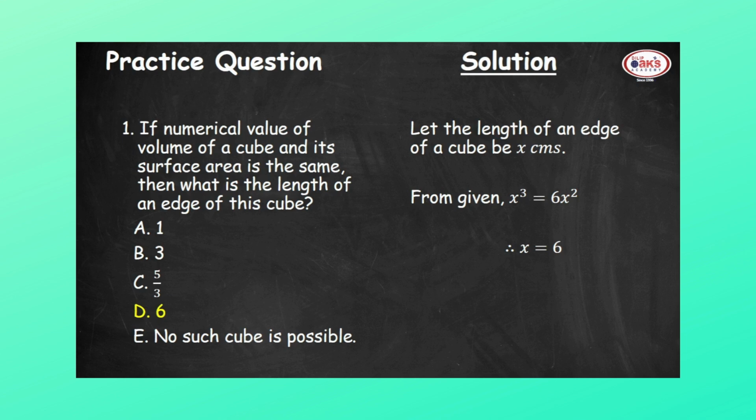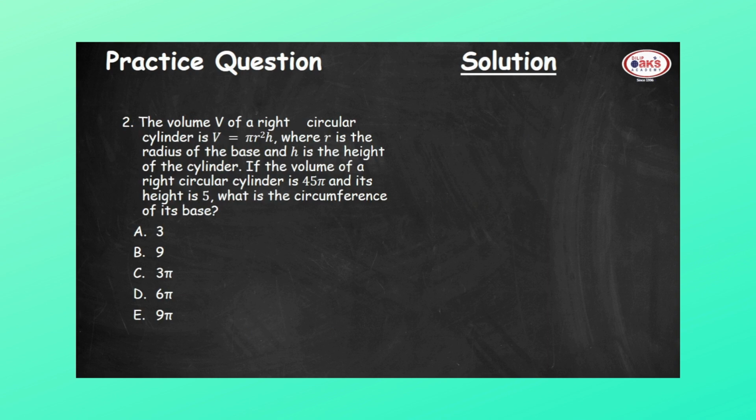Now let us go to the second question here, which declares that V is the volume of a right circular cylinder, and the formula for V is equal to pi r square h, where r is the radius of the base and h is the height of the cylinder. If the volume of a right circular cylinder is 45 pi and its height is 5, then what is the circumference of its base? And they have given a few options there.